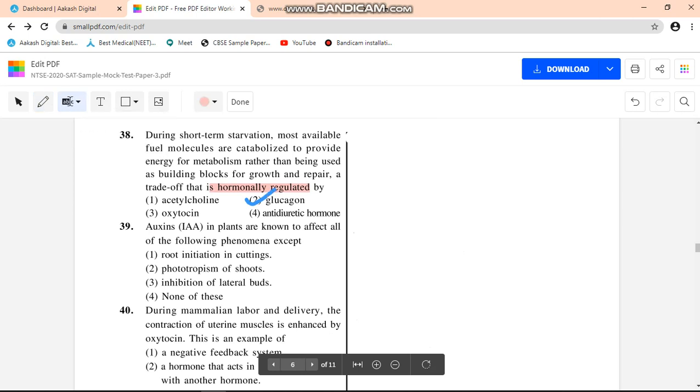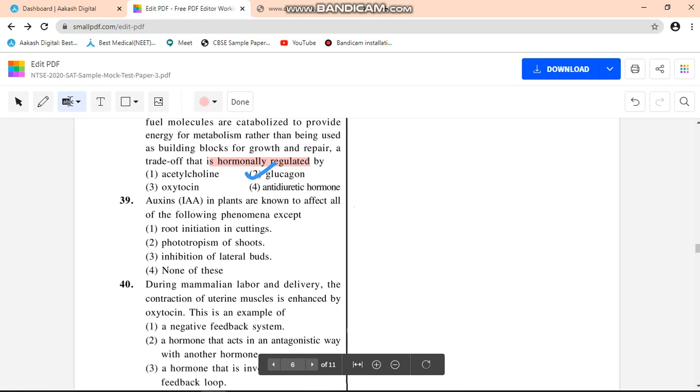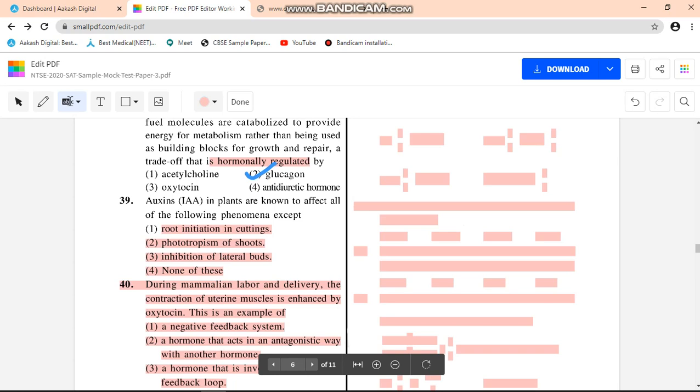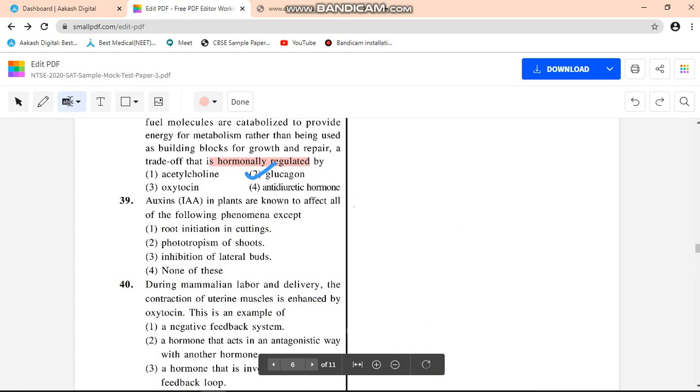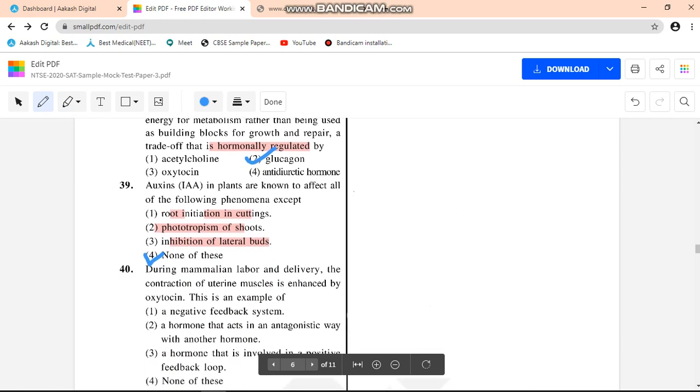Friends, next question. Auxins (IAA) in plants are known to affect all the following phenomena except: root initiation in cuttings. This is correct, friends. Then phototropism of shoots, this is also affected, and inhibition of lateral buds. Auxins affect all these phenomena, so option number 4 is correct, meaning it affects all of these, and option number 4 will be the answer.